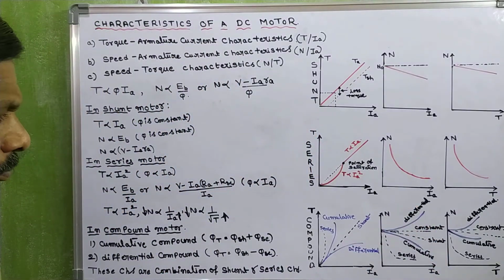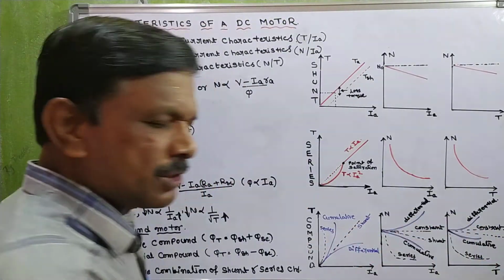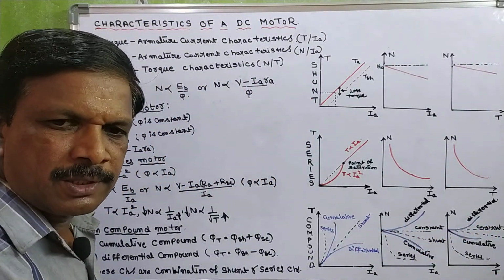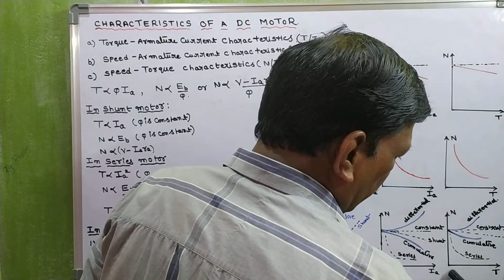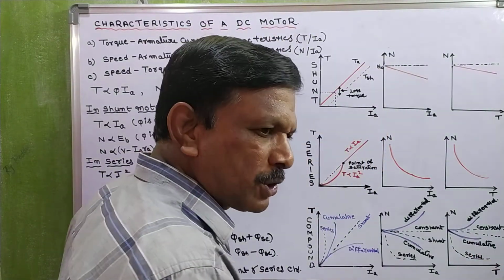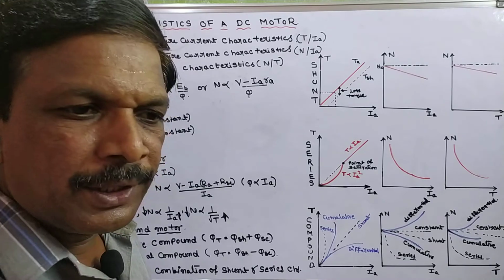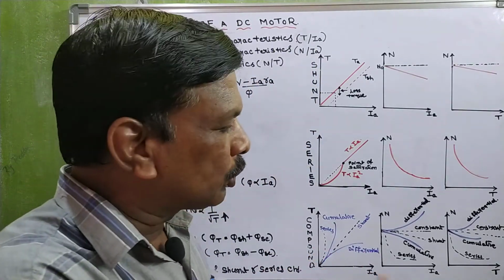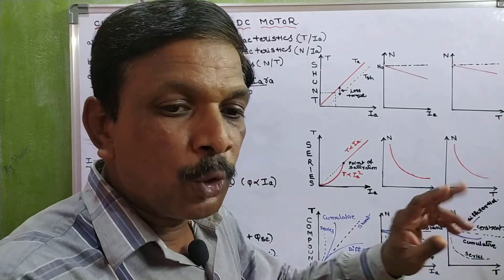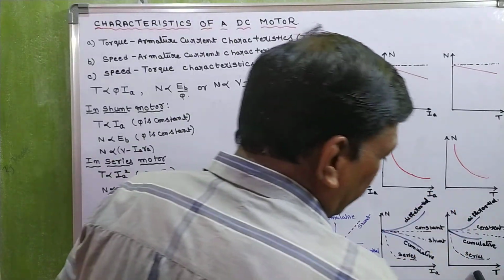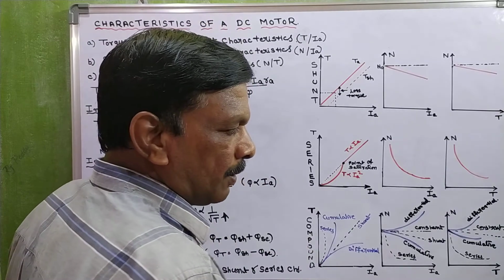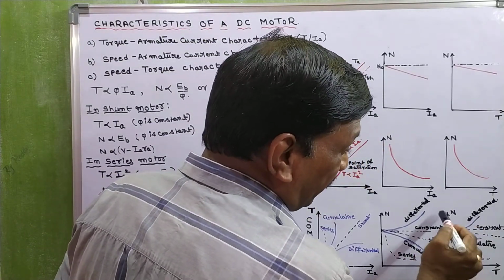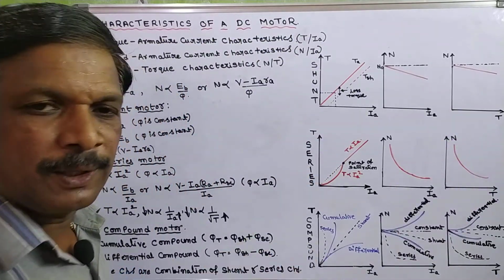And coming to N by T characteristics, which are almost similar to the N by Ia characteristics. Here also, when load increases, armature current increases. When armature current increases, torque increases. Why? Because torque and armature current are proportional. That's why when torque increases, the speed decreases in cumulative and the speed rises in differential.